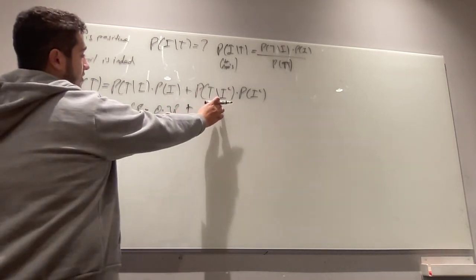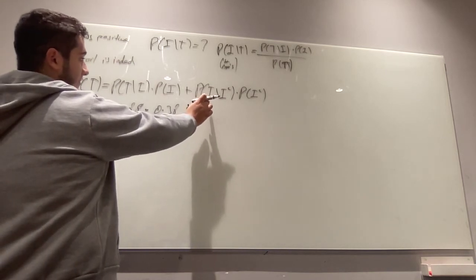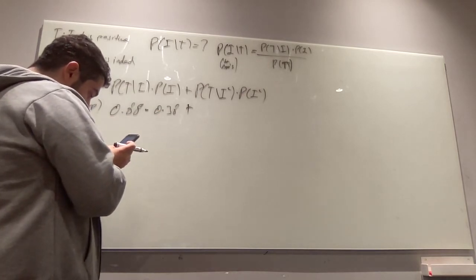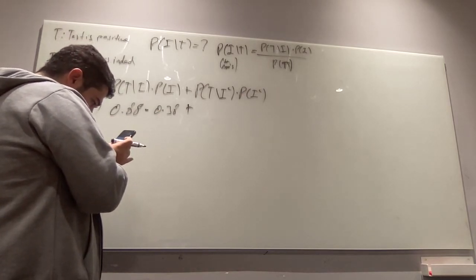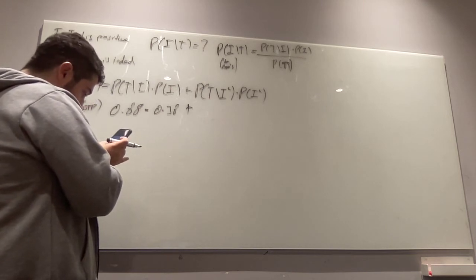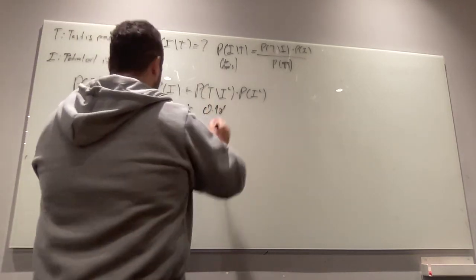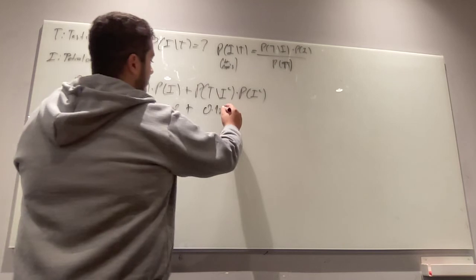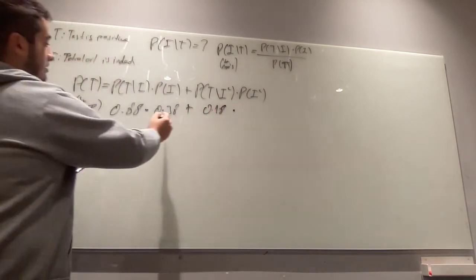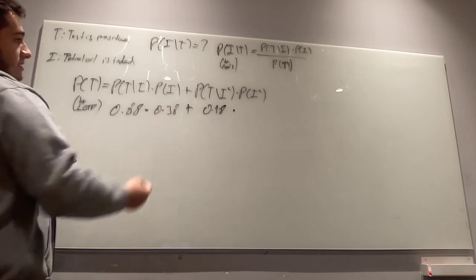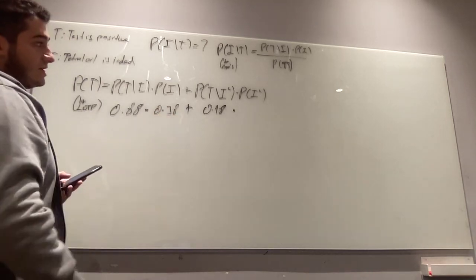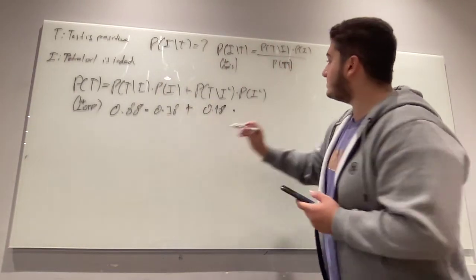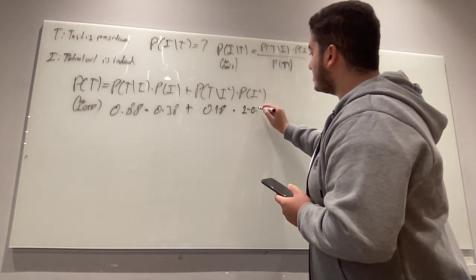the false positive. If the oil is not present and despite that the test gives a positive result, it's a false positive. So the probability of a false positive is 0.18 if no oil is present, and 0.18 times the probability of I complement. I and I complement constitute a partition, their union is the sample space. So if the probability of I is 0.38, the probability of I complement is 1 minus 0.38.